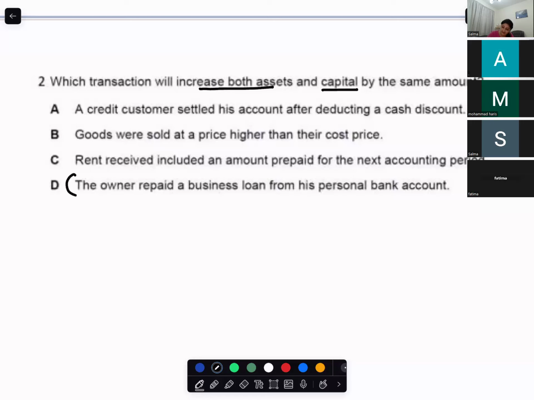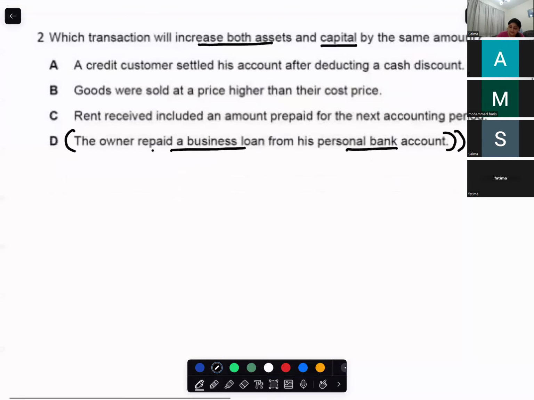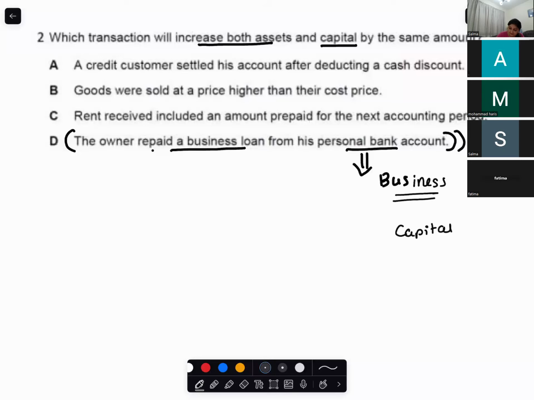Why do you think this will be the answer? Because the owner is repaying a business loan from his personal bank account. So that means the owner is using his personal bank account and that money he is pumping into the business, right? Yeah, miss. So the owner is putting the money into the business. If the owner is putting the money into the business, that means capital is increasing.